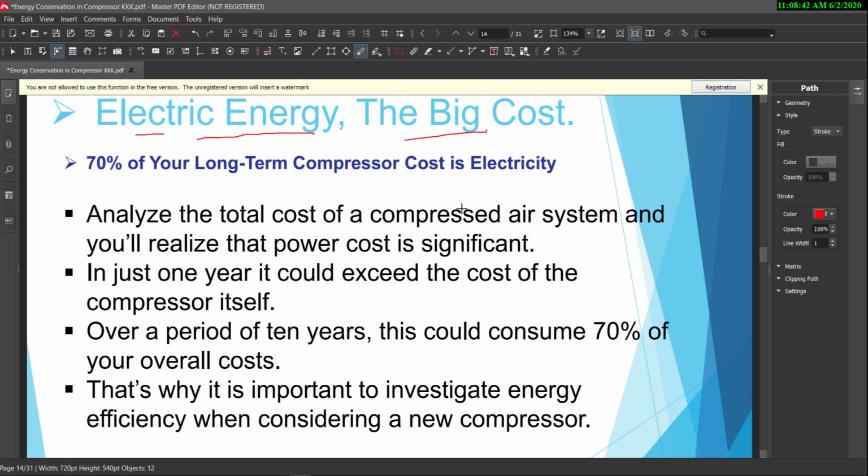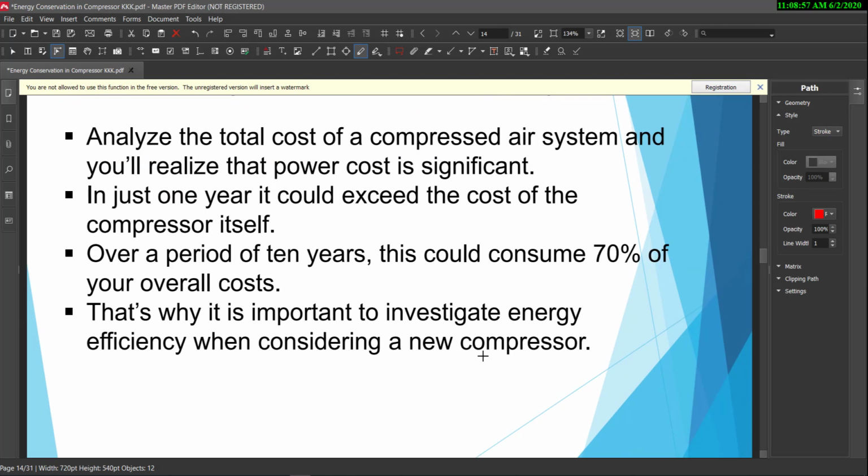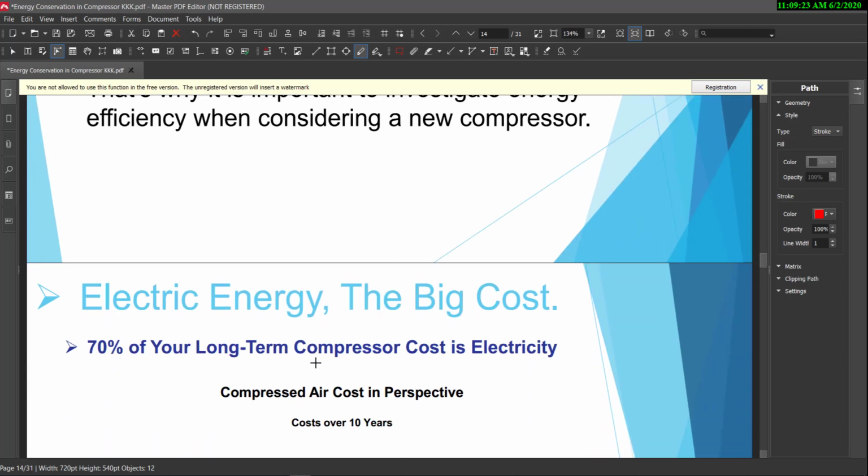That is to analyze the total cost of a compressed air system, and we have to realize that power cost is significant. Once in a year it would exceed the cost of the compressor itself. Over some 10 years or 15 years, it will reach the original or initial cost of installation of the air compressor, because the power consumption is that much larger than the initial cost after 10 years. That is why it is important to investigate energy efficiency when considering a new compressor or new installation of a compressor in any industry or any area.